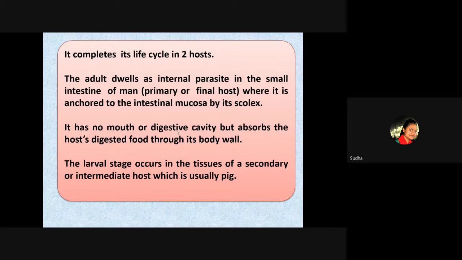Next, the larval stage occurs in the tissues of a secondary or intermediate host, which is usually the pig. This Taenia solium has a larval stage, which occurs in the secondary host, also called the intermediate host. And here the intermediate host is usually the pig. And one more thing I'll tell you.